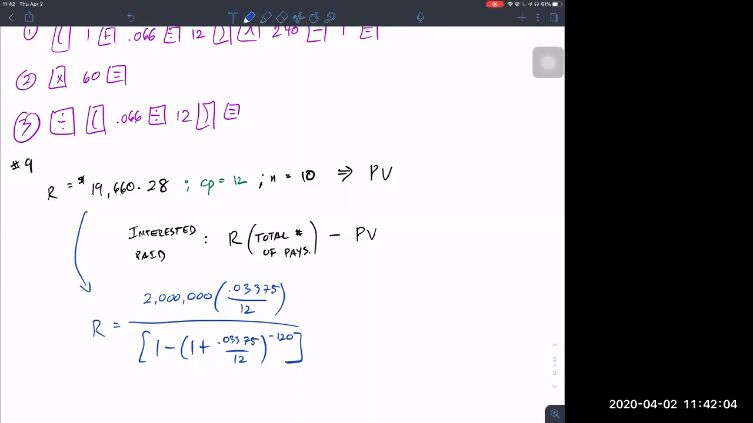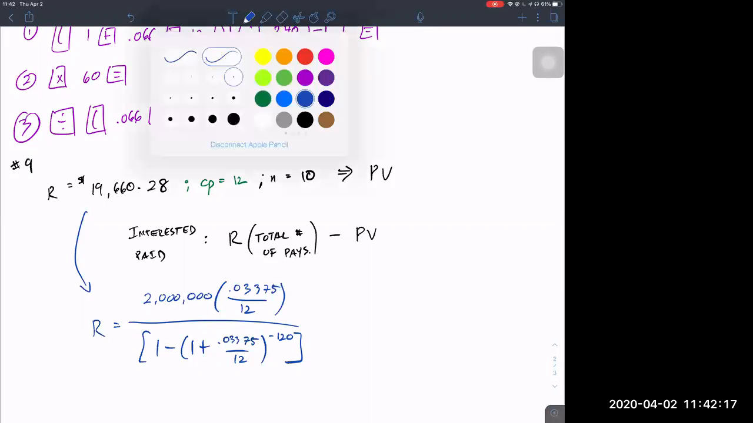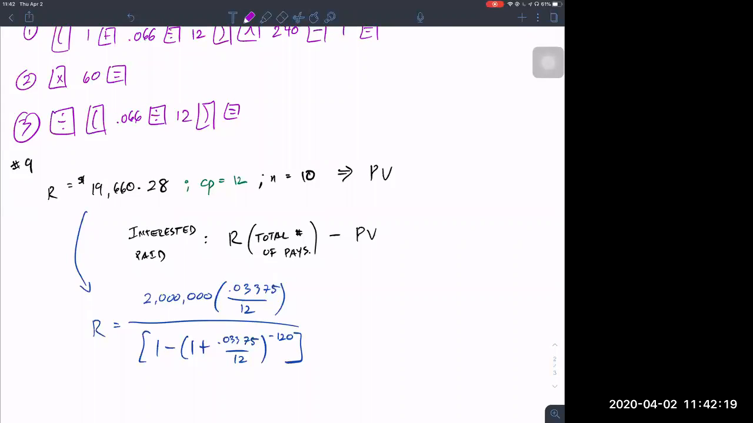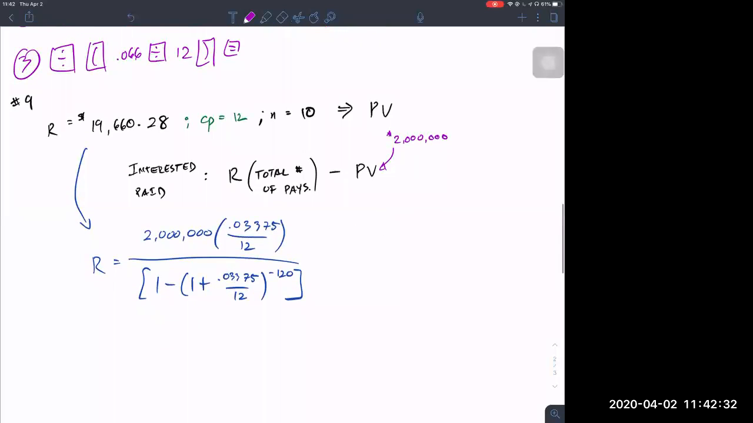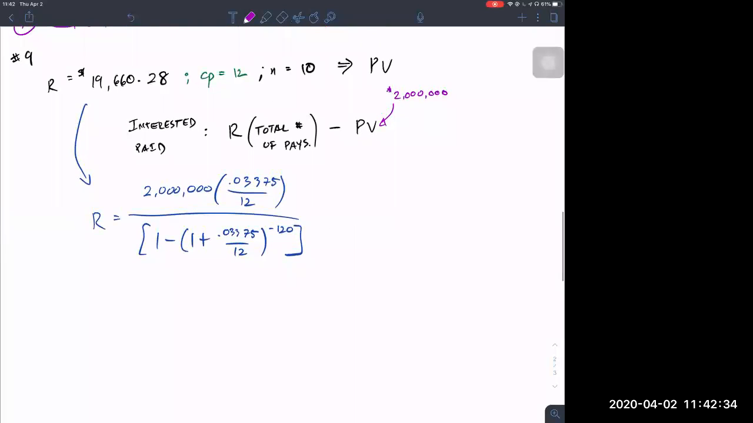So in this case, it would be 19,660.28 times 120, minus what they originally granted you, which is 2 million here. What went wrong here, if you don't mind me asking? Did you flip the variables? I didn't do it because I just couldn't remember which formula it was, so I didn't get any answer for it. I'm doing it now.